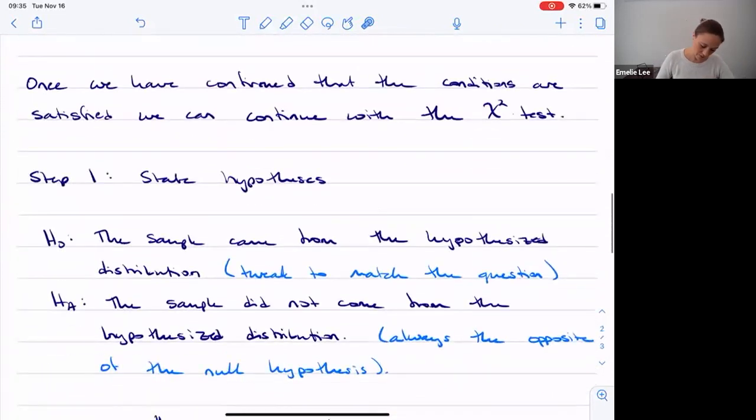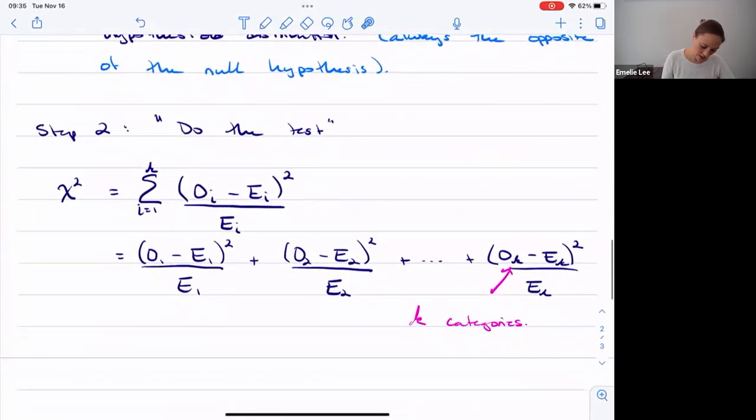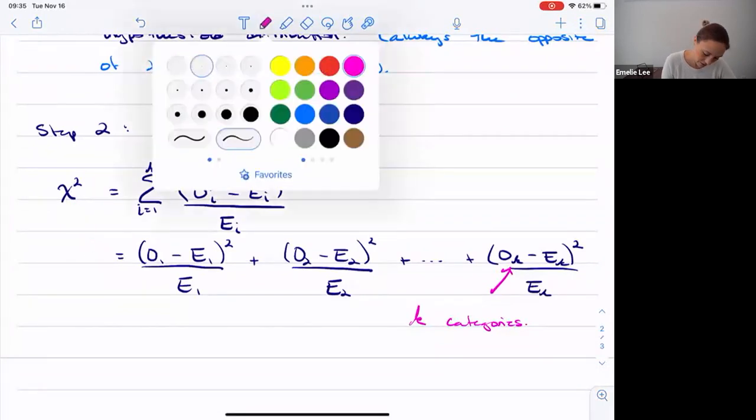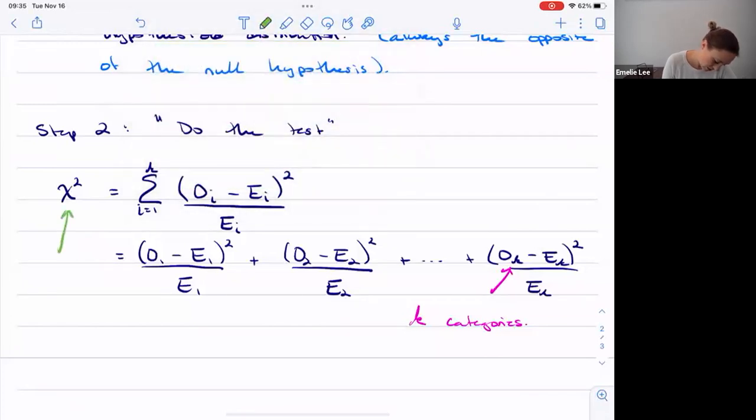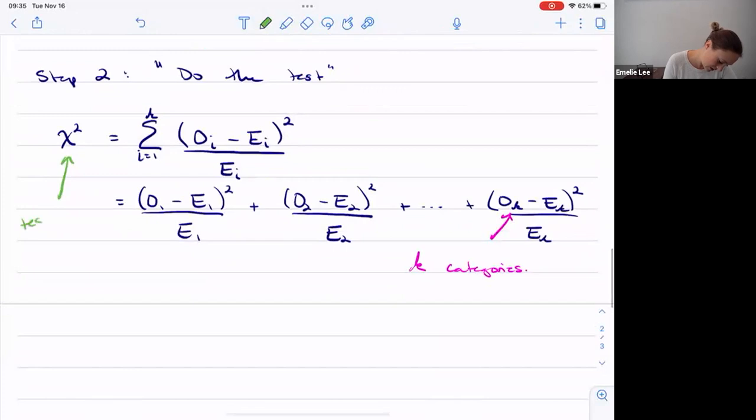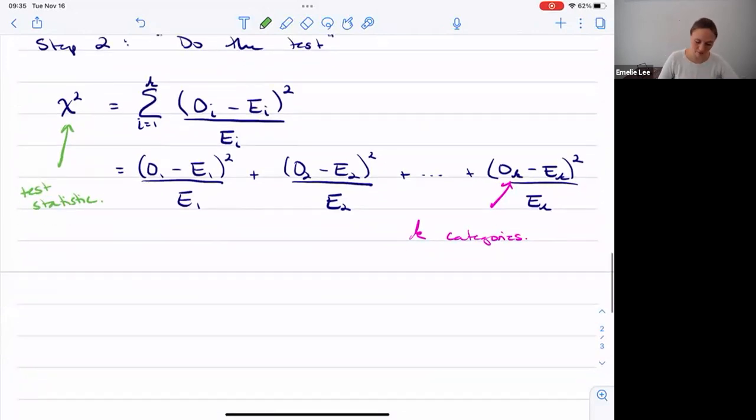So once you have your chi-squared, this is going to be your test statistic. Just like a z-score has been our test statistic in the past, now we have a chi-squared test statistic.